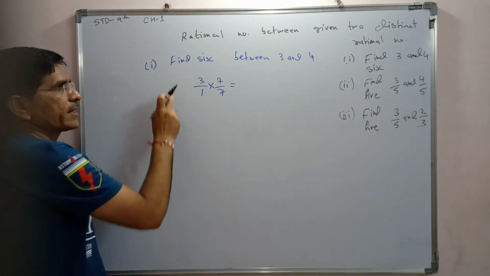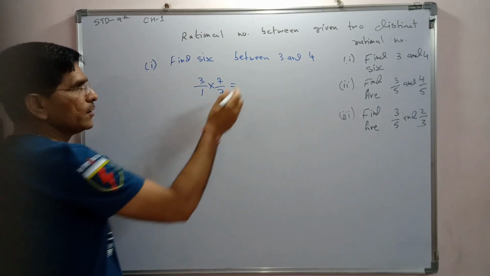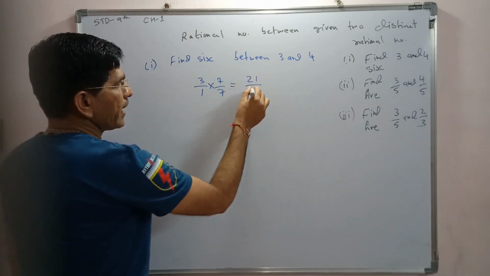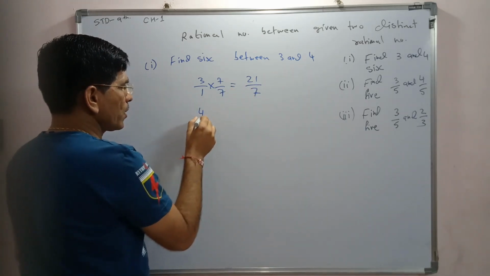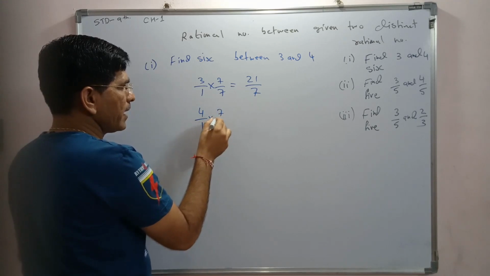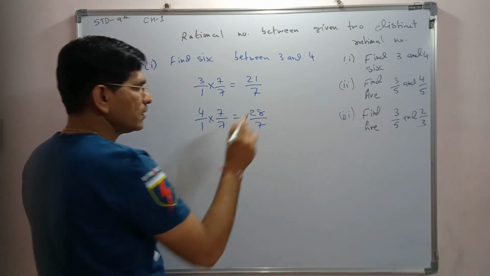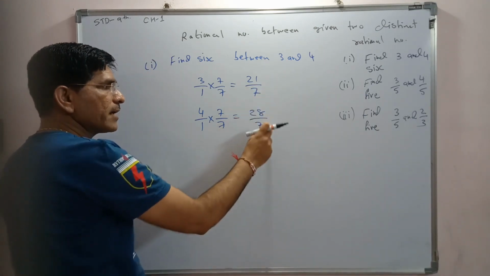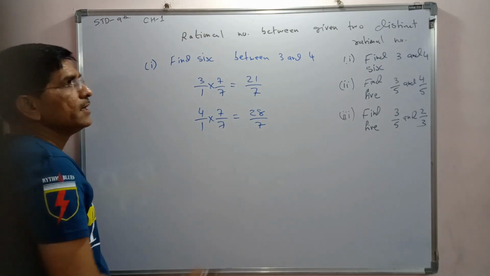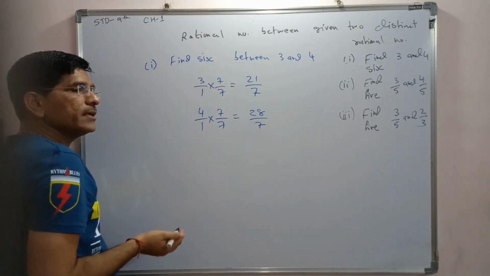First of all, a rational number should be in p upon q form. Here q is not given, so we will write 1. So 3 upon 1 multiplied by 7 is 21 by 7. Now 4 upon 1 multiplied by 7 is 28 upon 7. So between 21 upon 7 and 28 upon 7, there are always 6 numbers.